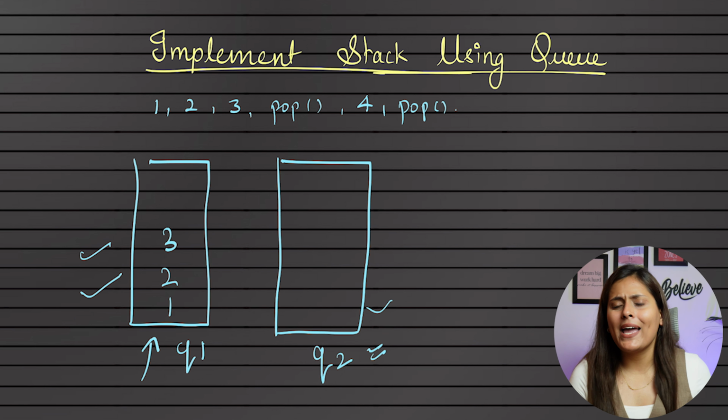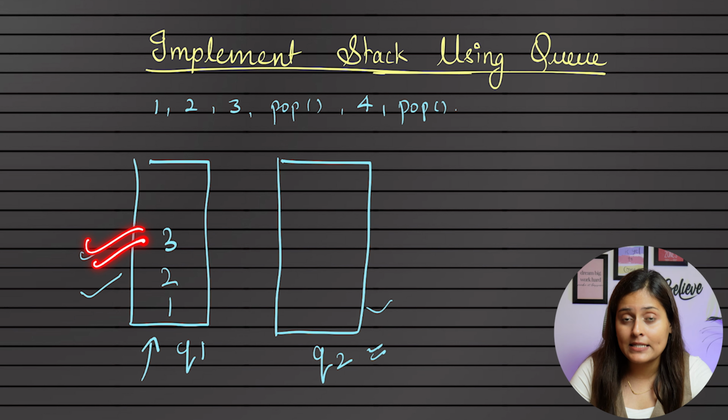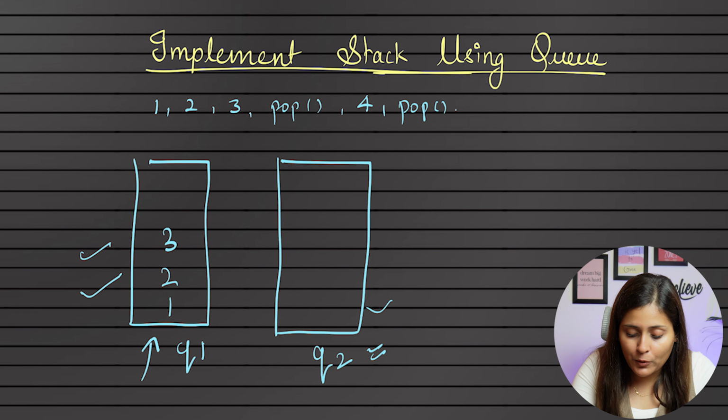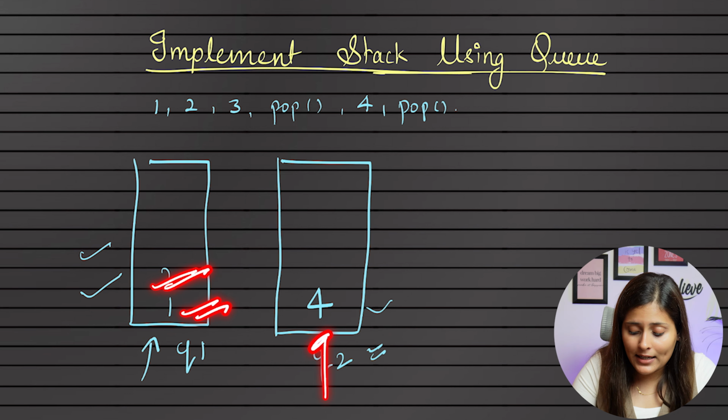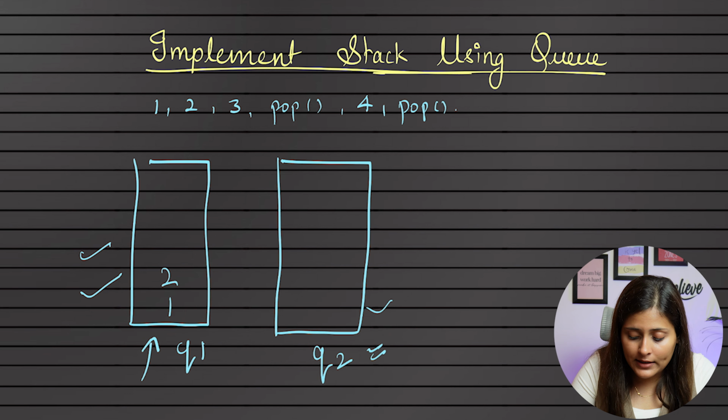Yes. But the thing is, why I said push operation is taking O of n time complexity, because as you saw, suppose we have to insert 4 now, so we will insert 4 here. But now we are running a for loop to pop every such element from here and push it here, so that this will become 4, then 2, and then 1. And again we are copying everything from here to here, 4 to 1.